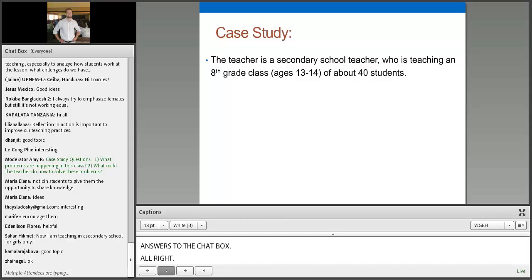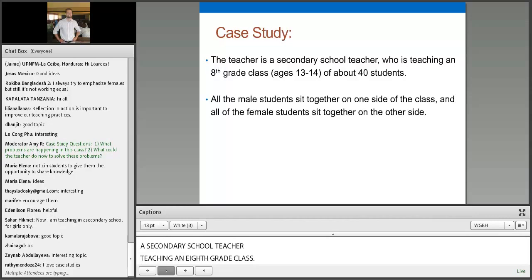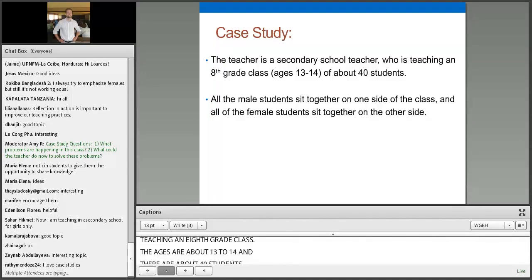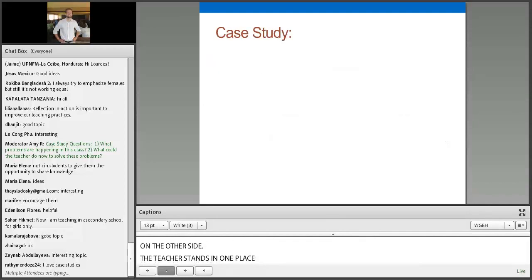Okay, so the teacher of this class is a secondary school teacher who is teaching an 8th grade class. The ages are about 13 to 14, and there are about 40 students. All the male students sit together on one side of the class, and all the female students sit together on the other side. The teacher stands in one place at the front of the class and sometimes asks questions to the class.